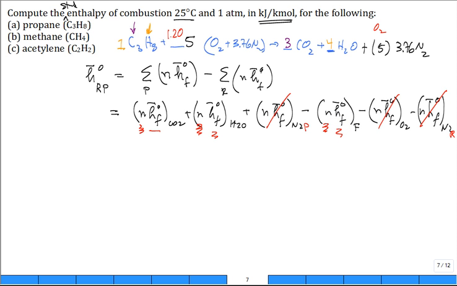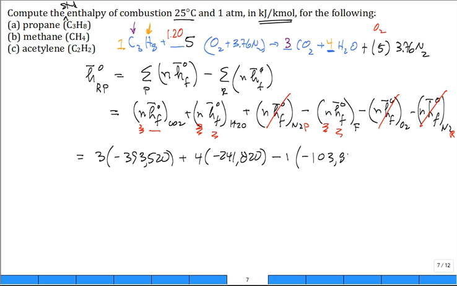So if you put the numbers to it, you'll find it's 3 times negative 393,520 plus 4 times negative 241,820 minus 1 times the propane's number we've written before, negative 103,850. All right? So that gives you a value for that fuel. Do it for methane.